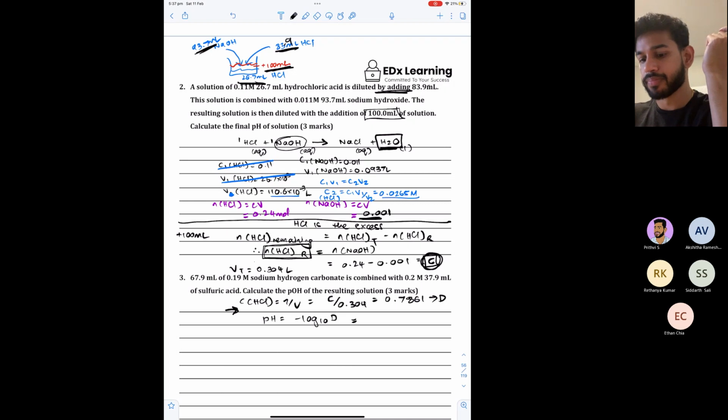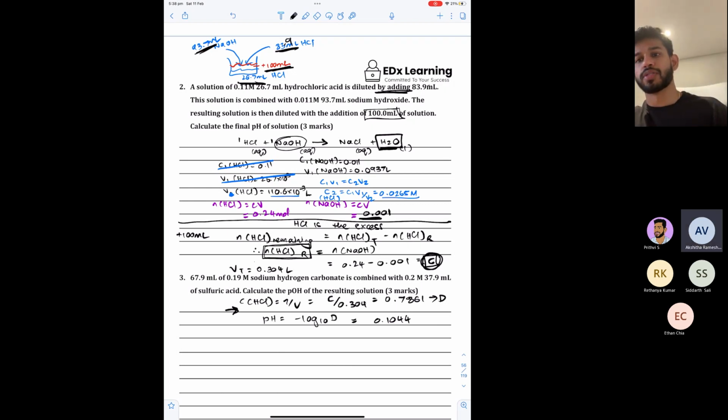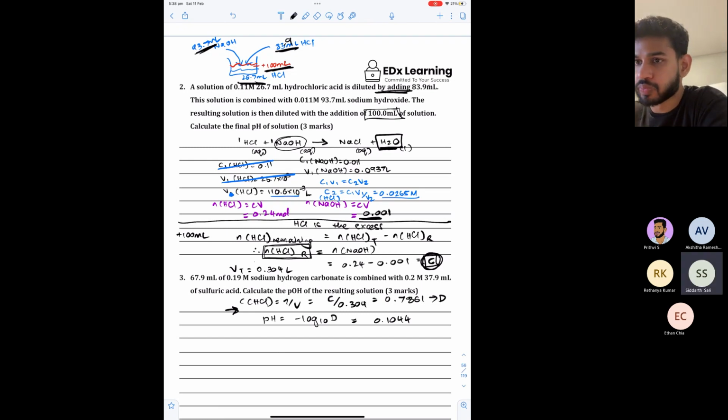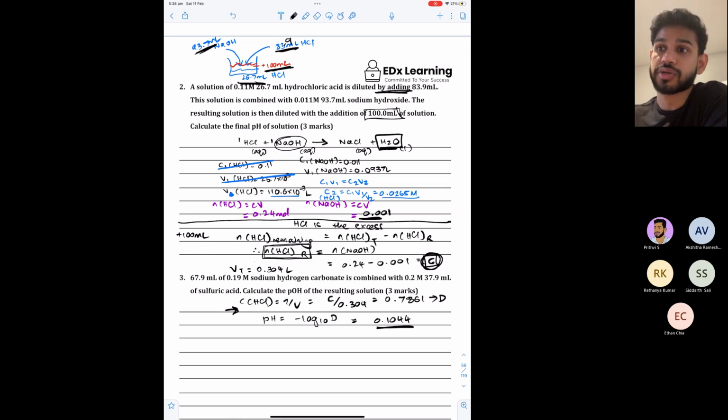So what do you get? I don't know if this is right, but 0.1044. What did you get, Rithanya? I got the same answer as well. Sid, what did you get? Yes, same answer. Good. And it's actually possible to even get a negative number for pH, everyone. pH can be negative, okay? So I would agree that it makes logical sense, or qualitatively this could be the answer. So good.